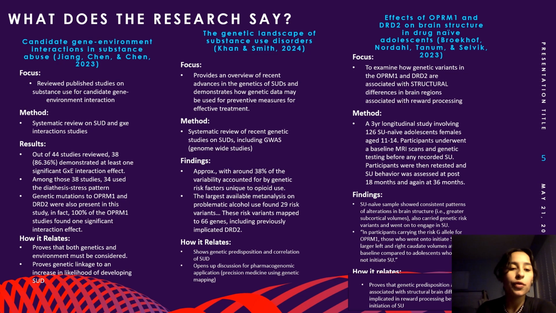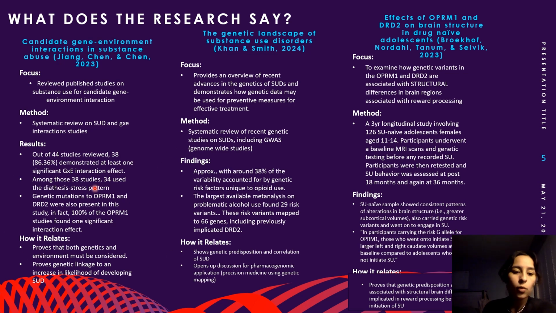All right, let's go over the research. Out of the 3 studies that I reviewed, all 3 found a link between the genetic mutations of the genes that we talked about in the previous slide, DRD2 and OPRM1, and the increase in likelihood of developing an SUD. I'm not going to go over every single point, but the first 2 that I went over, candidate gene environment interactions and substance abuse, and the genetic landscape of substance use disorders, both of these found that there is a genetic predisposition risk factor to substance use disorders.